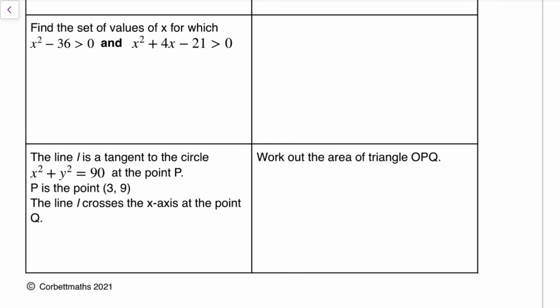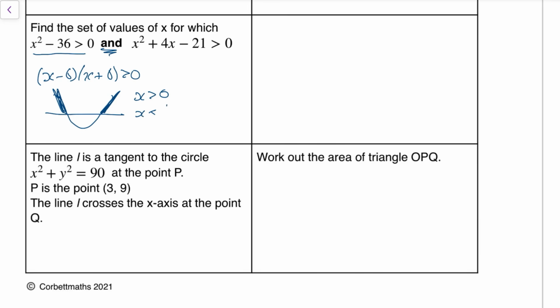Next question. Find the set of values for which both of these are true. Oh, I like these questions. Now the first one's a quadratic inequality, which I can factorize down to x minus 6, x plus 6 is greater than 0. So in other words, here's a quadratic, that's 6, that's minus 6. So my answers here are x is greater than 6 or x is less than minus 6.